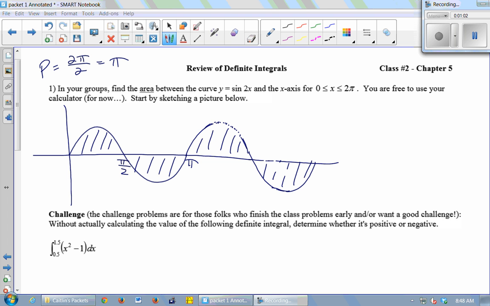So if I just took the integral from 0 to 2 pi of sine 2x, what would I get? 0, because there's the same amount of area above the x-axis as below the x-axis. So my net signed area would be 0.